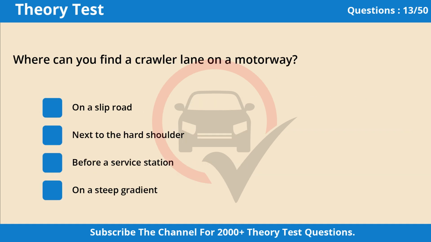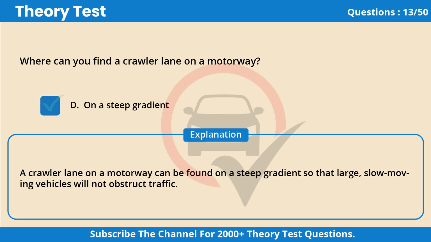Question 13. Where can you find a crawler lane on a motorway? D. On a steep gradient. A crawler lane on a motorway can be found on a steep gradient so that large, slow-moving vehicles will not obstruct traffic.